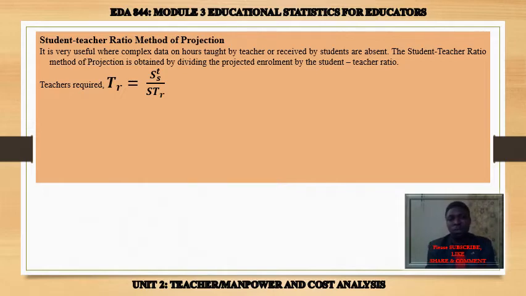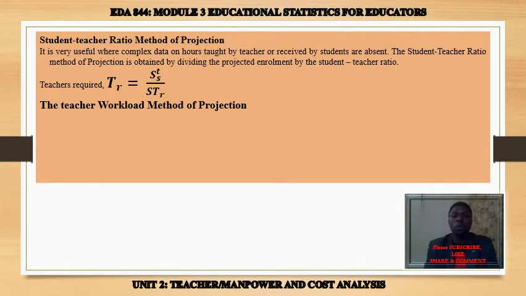by 20. So the formula is given as the teachers required will be equal to the projected enrollments, which is this x that we see, s raised to power of t sub s that you can see here. That is the projected enrollment over the student-teacher ratio. Then we have the number of teachers that will be required in the future.